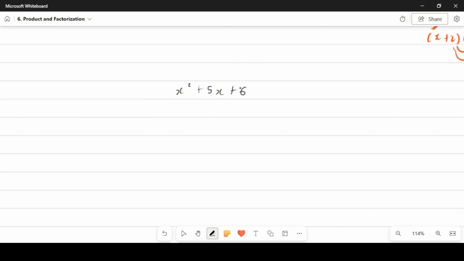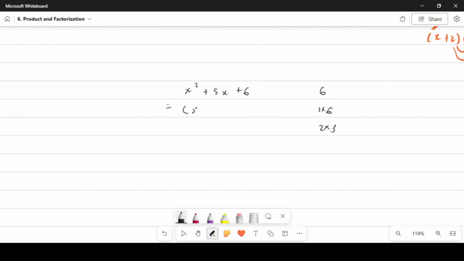Very simple. Your first step is to look at the last term. The last term is very important. Find what two numbers, when multiplied together, will give you the last term. So firstly, let's list out the factors: 1 times 6 and 2 times 3. Now we have to find out the product of what two numbers will give you 6. We have already found that out.